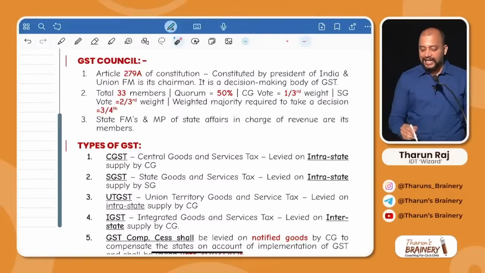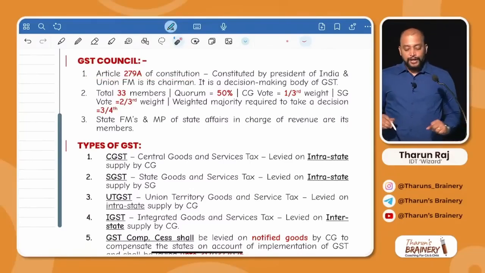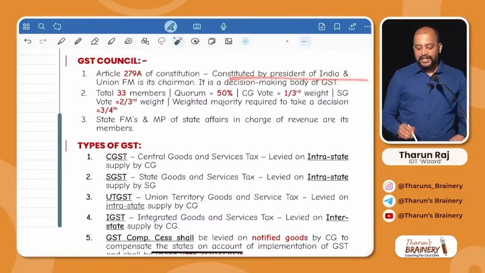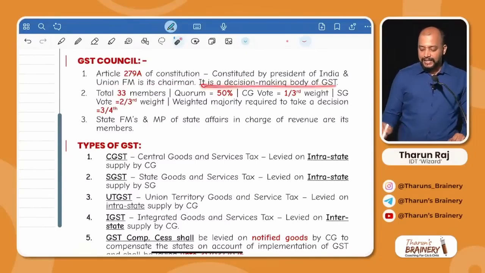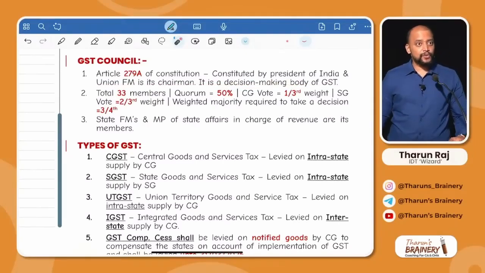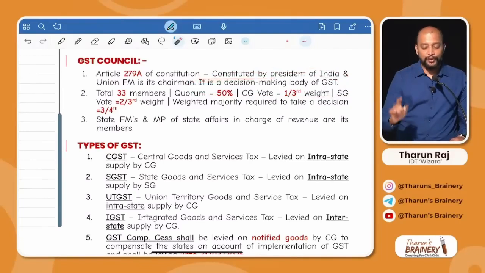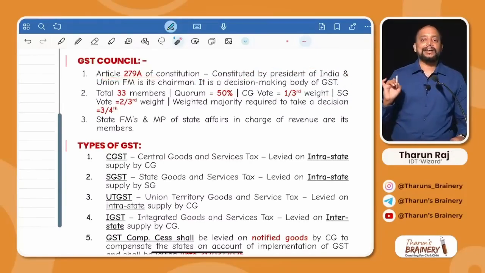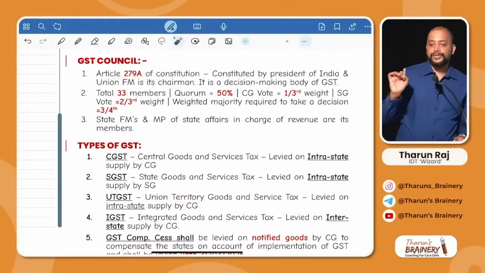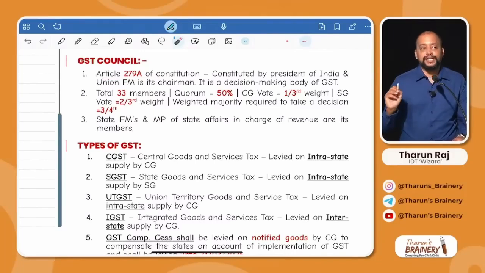Article 279A of the Constitution, constituted by the President of India, and the Union Finance Minister is its chairman. It is a decision making body of GST. So what it will do, it will take the decisions related to GST, and moreover it's a constitutional body. You need to remember this Article 279A of the Constitution, that gives the powers for the GST Council. And who will be the chairman? Union Finance Minister is its chairman. It is constituted by the President of India.